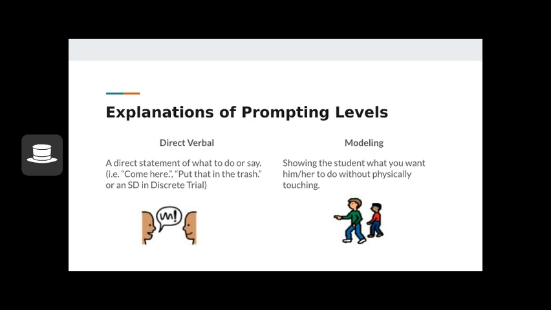The next level is modeling. This is when a student is shown what to do. It's important that with modeling, you do this without physically touching the student. You simply provide a model or demonstration.